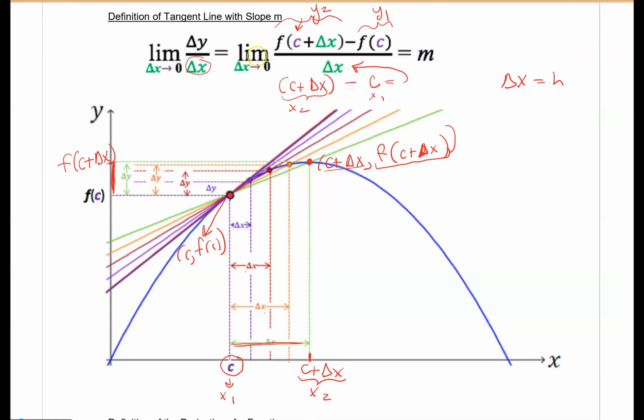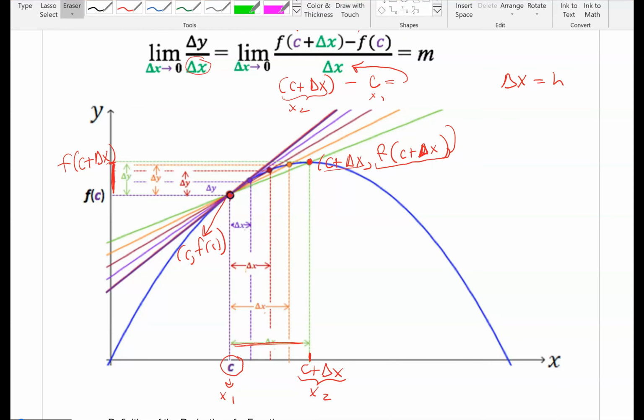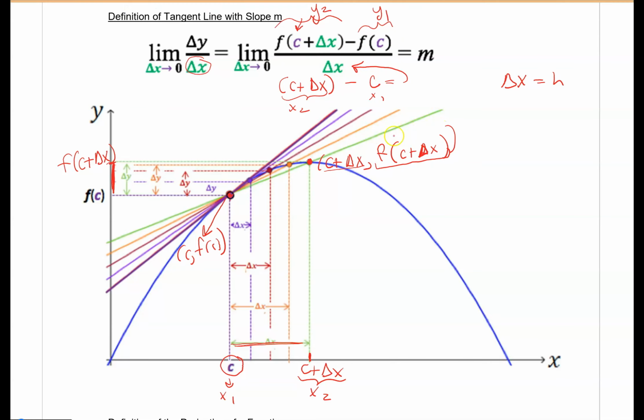So just kind of block that out in your mind. The limit, or the fraction part, so this part right here, just the f of c plus delta x minus f of c over delta x, is not the slope of the tangent line. That's the slope of the secant line. That would give me the slope of this green line, this guy right here, is what this fraction is telling me the slope of.